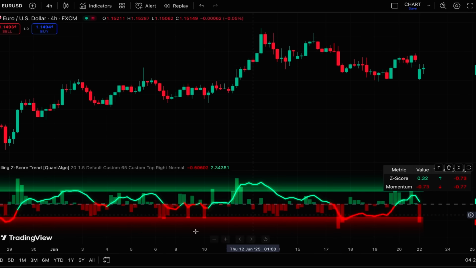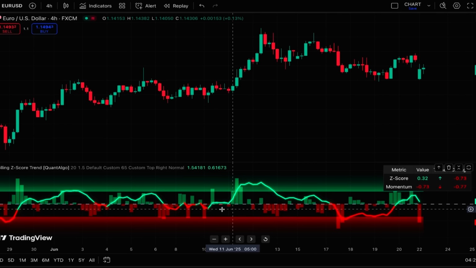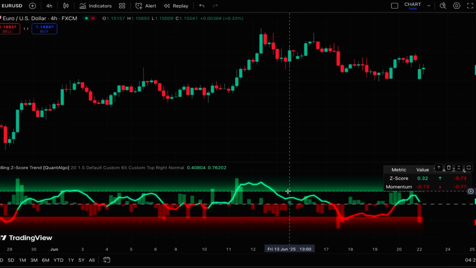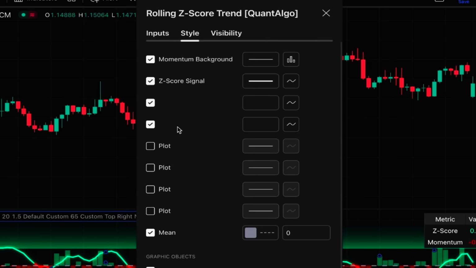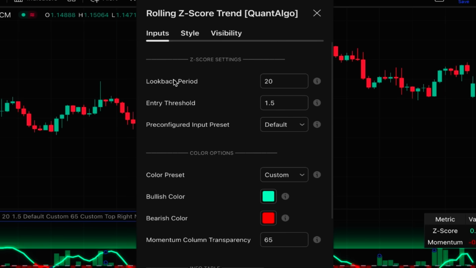But in another use case, you can also use this Z-score line for trend identification, which in this case, we need to change the settings of the indicator. So we go to the settings of the indicator, and here in the inputs tab, here for look back period, we set it at 100.